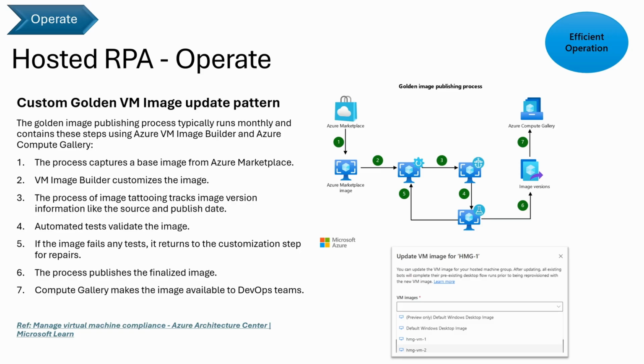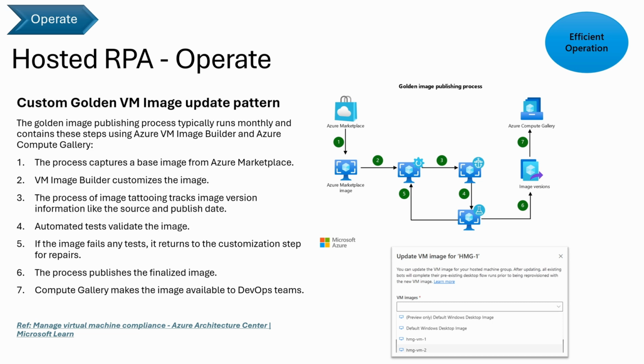Another aspect of maintenance and the efficient operation of the hosted machines and hosted machine groups is updating the custom golden VM images that these hosted machines and hosted machine groups can run from. There are a few aspects that you need to consider. One of the best practices available as part of the Azure Architecture Center is the golden image publishing process. This process allows you to maintain the custom golden VM image in an updated manner, making sure that the security and compliance pertaining to your organization are up to date.